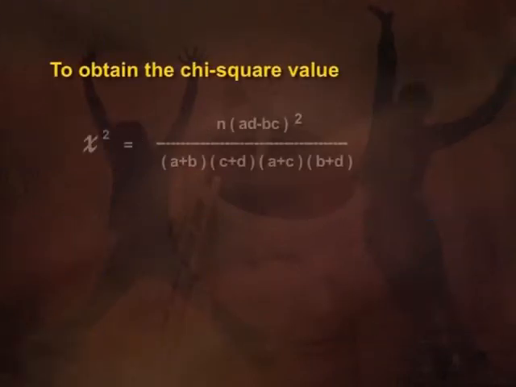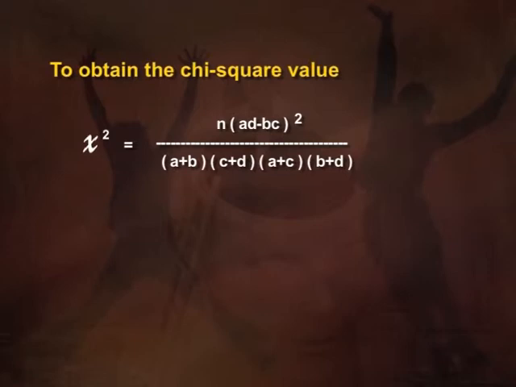Now, let us apply the formula to obtain the chi-square value. Chi-square is equal to N of (A into D minus B into C) whole square divided by (A plus B) into (C plus D) into (A plus C) into (B plus D).